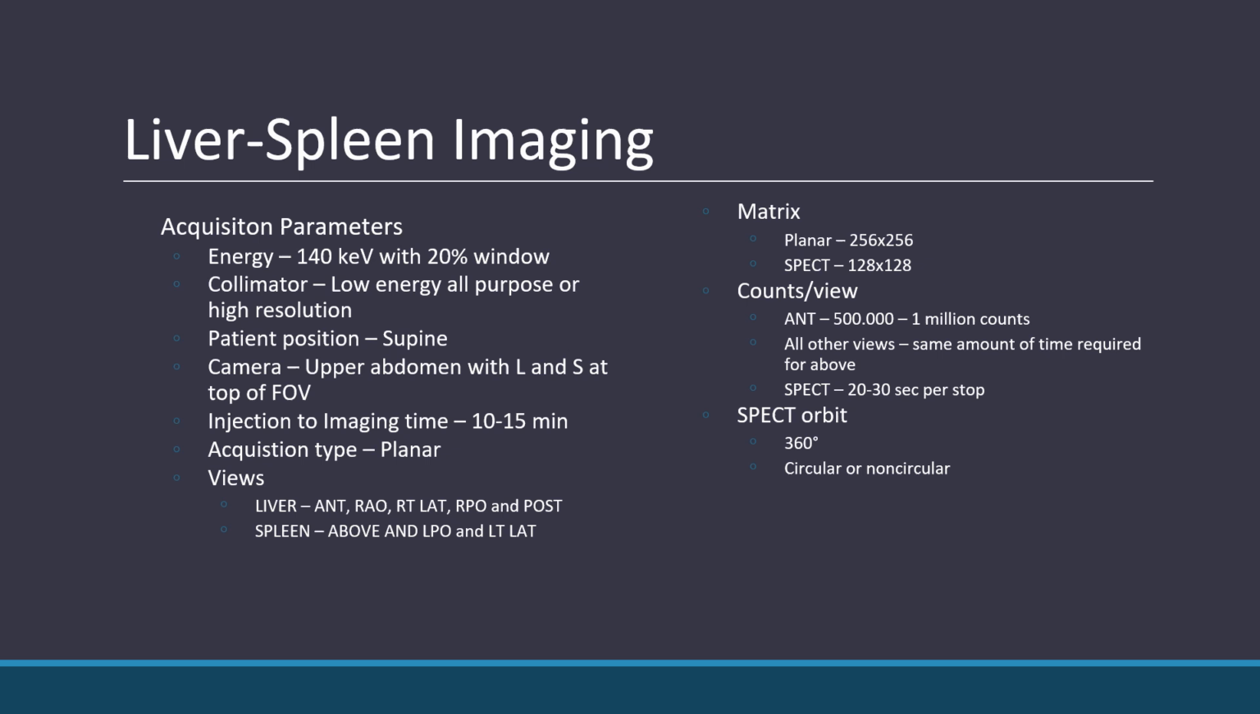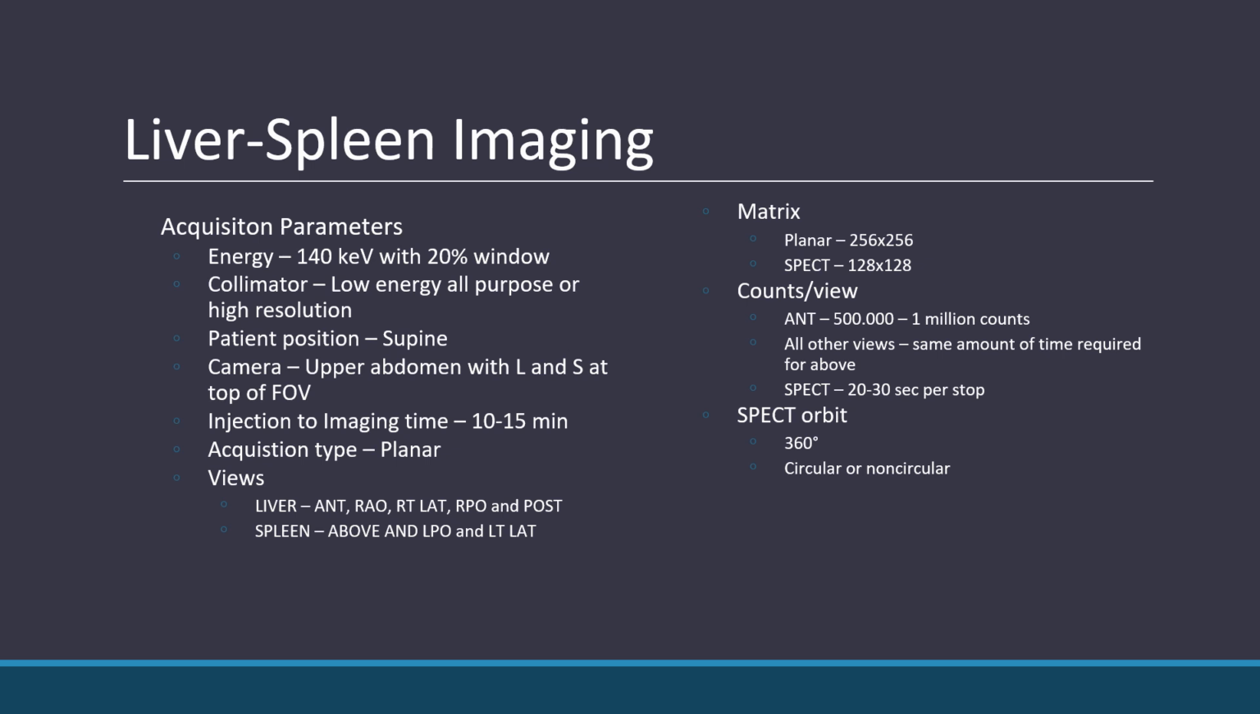Collimator is low energy, all purpose, or high resolution. Patient position is supine. The camera will be in the upper abdomen with the liver and the spleen at the top of the field of view. And then injection to imaging time is 10 to 15 minutes. After you inject, you'll start taking the planar images. When you're looking at primarily the liver, you'll do anterior, RAO, right lateral, RPO, and posterior. If you're also looking at the spleen, then you add the LPO and left lateral as well.